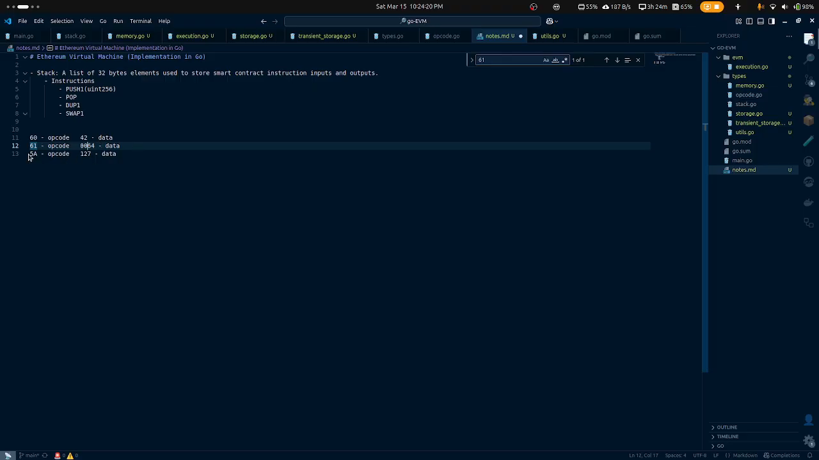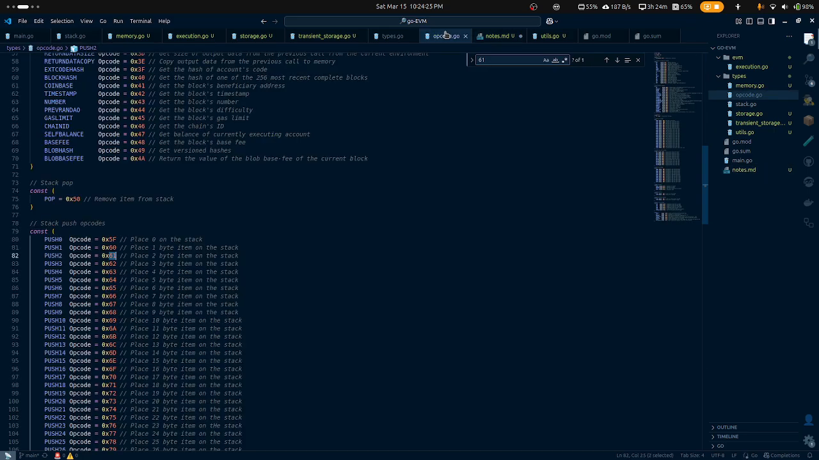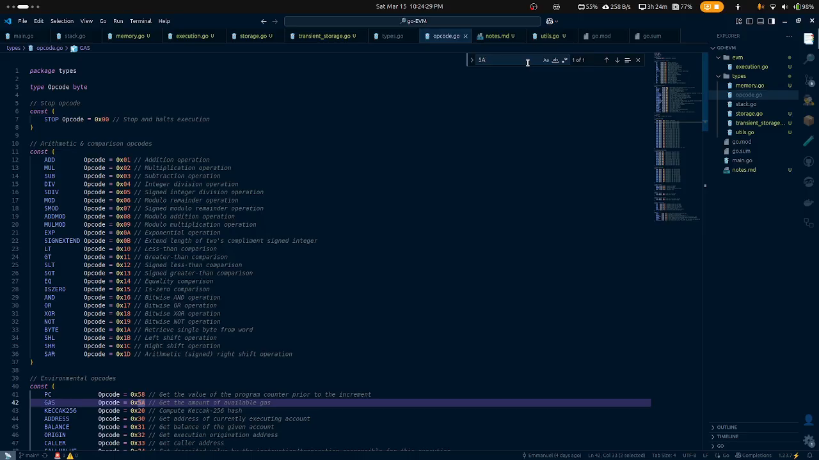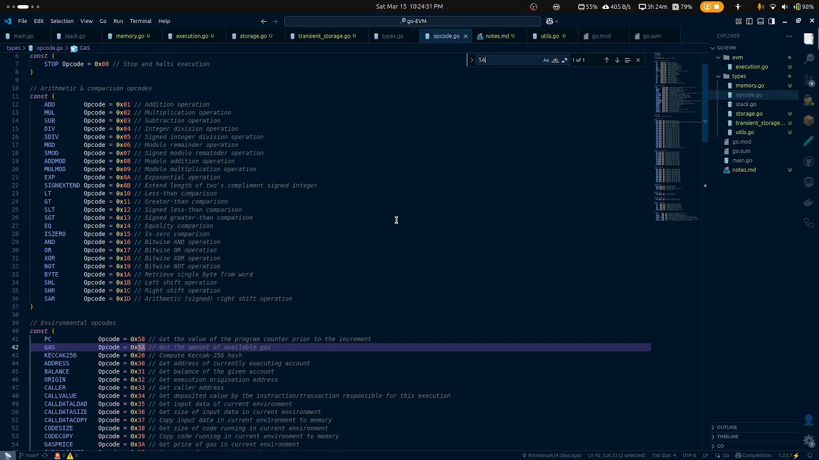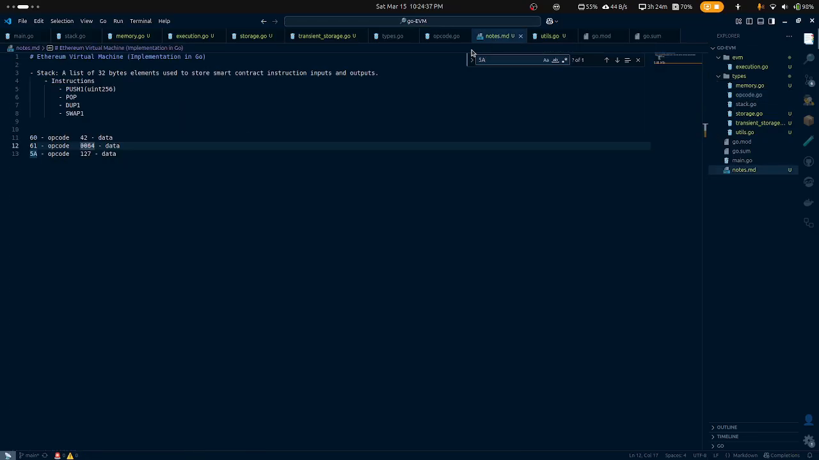Then we have the 5a opcode. Let's look for the 5a opcode. 5a, which is gas, gets the amount of available gas. Gas is basically the measure of computational effort on the EVM. So gas does not take in any inputs.